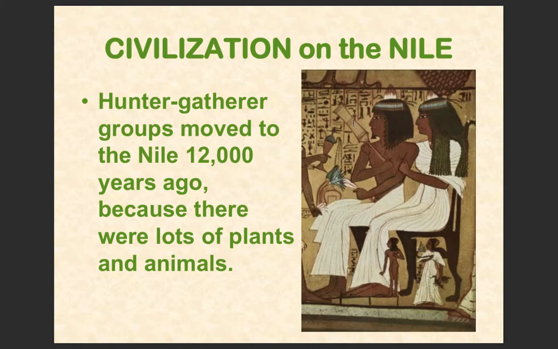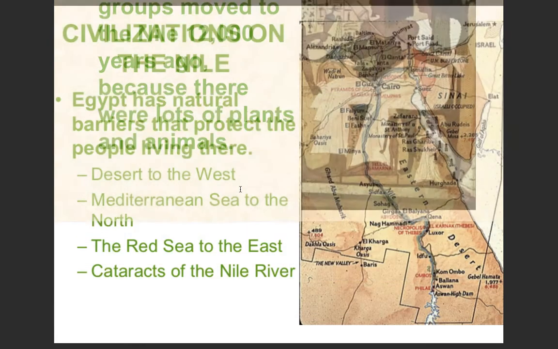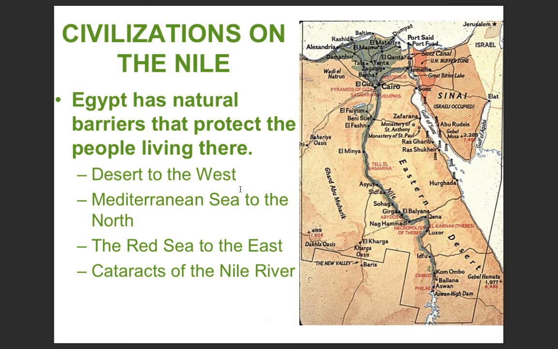Civilizations on the Nile, hunter-gatherers, we talked about that a few chapters ago. They literally go out and look for their food. They're always on the move. It says hunter-gatherer groups moved to the Nile around 12,000 years ago because there were lots of plants and animals. The Nile was a very fertile area. Egypt was a very fertile area. Let's see. Civilizations on the Nile.